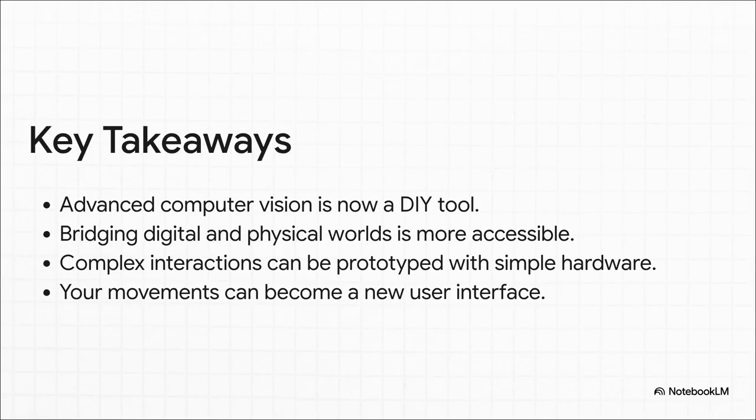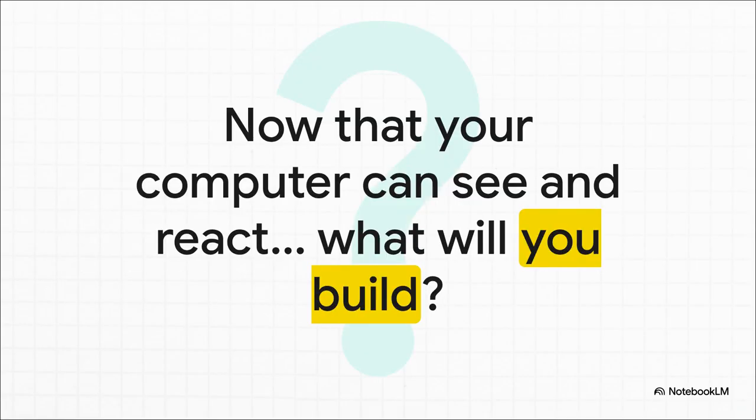So what's the big takeaway here? What should you remember? Well, first, that this advanced stuff, AI and computer vision, it's not just for big tech companies anymore. These are DIY tools for you. Second, that bridging that gap between digital and physical is easier than it has ever been. It means you can build and test really complex ideas with pretty simple hardware. And finally, maybe the coolest part, your own body, your gestures and expressions can become a brand new way to interact with technology, a new user interface. Which leaves us with one final, and I think very exciting question. Now that you know the tools are out there to make your computer see you and react to you in the physical world, what will you build?